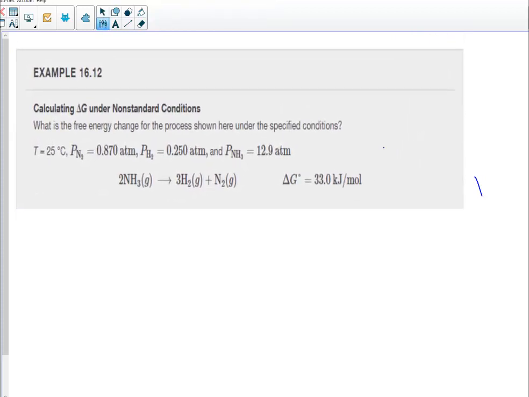Let's apply that equation now, where it says, let's calculate delta G under non-standard conditions. Do you have that equation handy? Delta G for non-standard conditions can be found by taking the delta G of the standard state and adding a corrective term: R, the ideal gas constant, T, the Kelvin temperature, times the natural log of the reaction quotient.